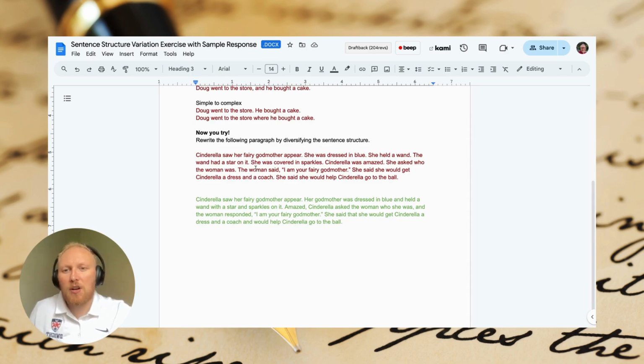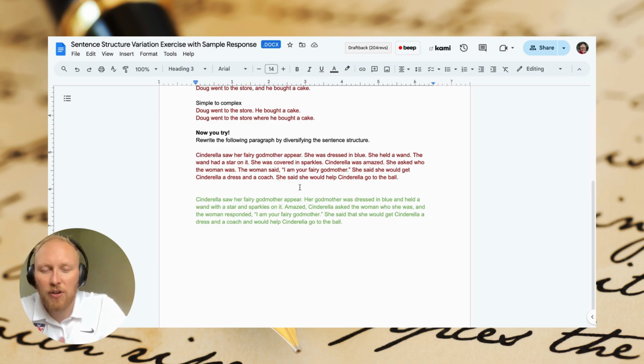So Cinderella saw her fairy godmother appear. She was dressed in blue. She held a wand. The wand had a star in it, and so on, right? So you can see all that for yourself. It's a bunch of simple sentences. And now I've just sort of smoothed this out by creating different sentence types, by varying my sentence structure.